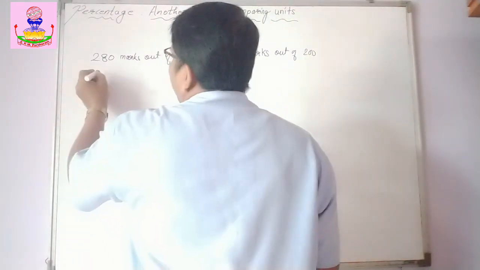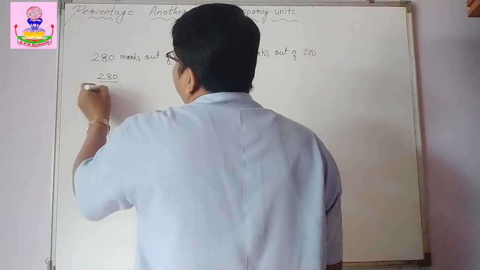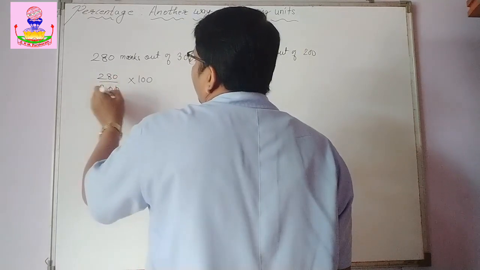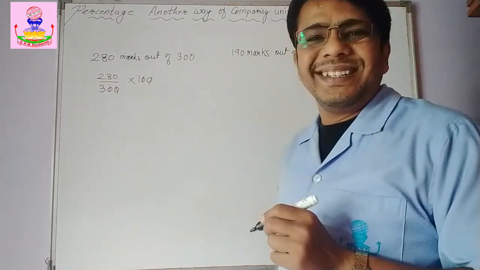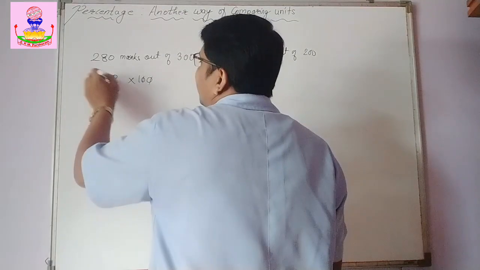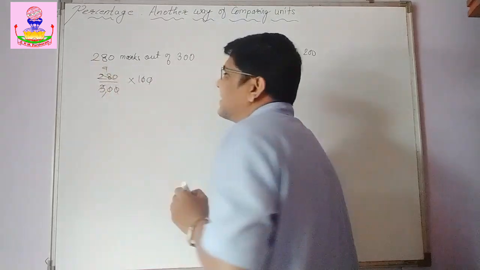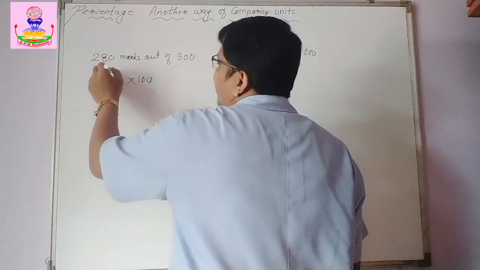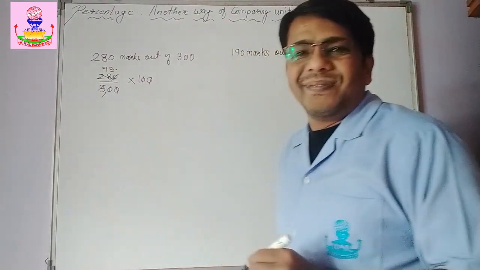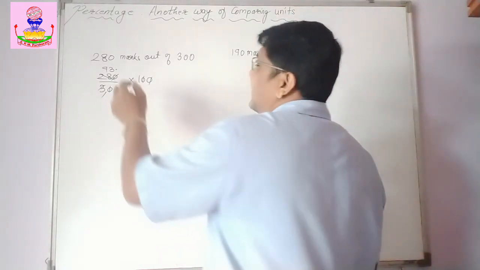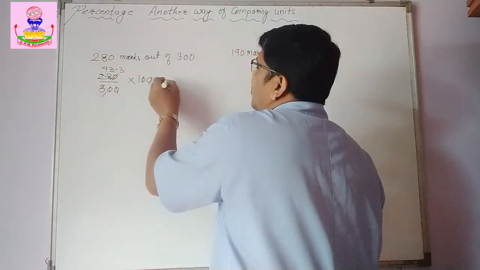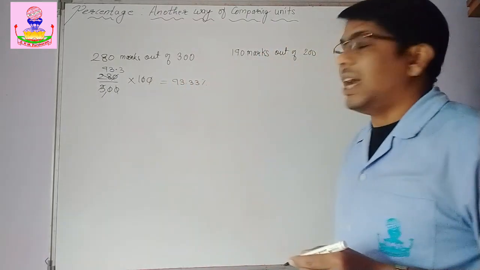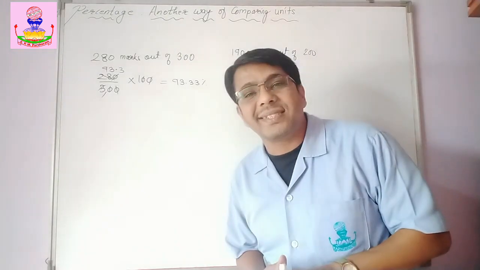See here, 280 upon 300 into 100. So these two zeros get cancelled. 3 ones are 3, 3 nines are 27. One remainder 10, 3 threes are 9. One remainder again 10, 3 threes are 9, and this goes on continuously. So 93.33% Sajari has scored. My goodness!